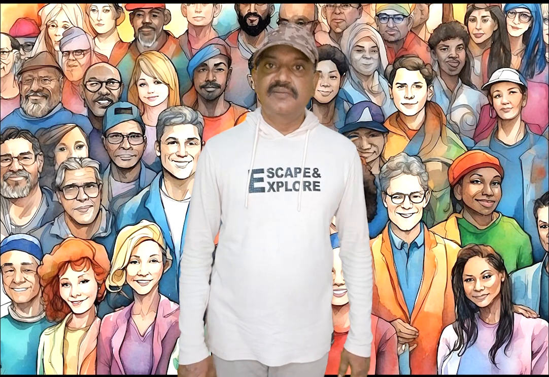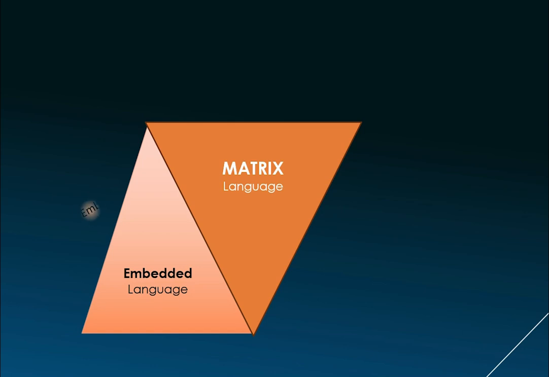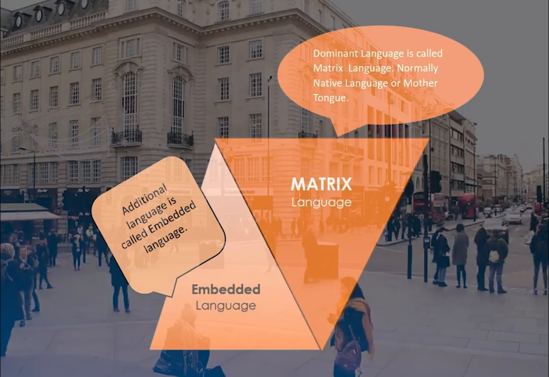Code switching is the people's ability to move between the languages, dialects, or styles of speech in their conversations and in communication context. Code switching is quite common among multilinguals and bilinguals. In code switching, one language is a dominant language or primary language, normally native language or the mother tongue. This dominant language is called matrix language. Additional language is called embedded language.